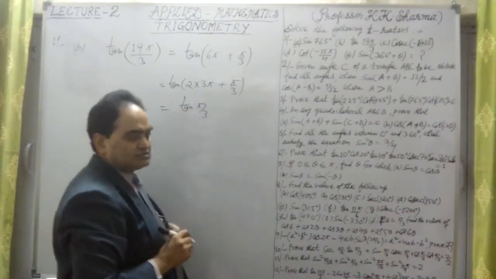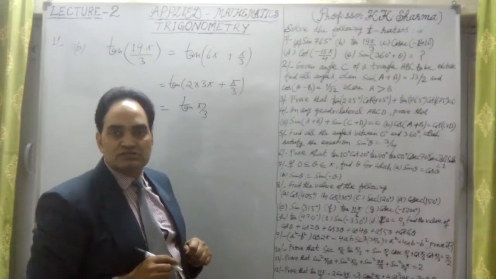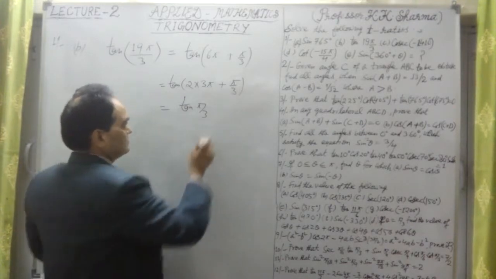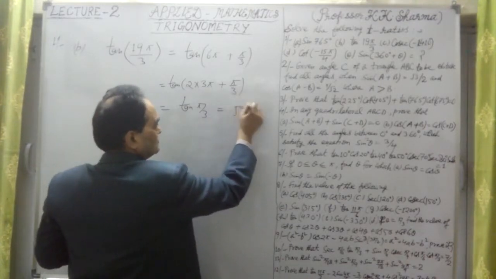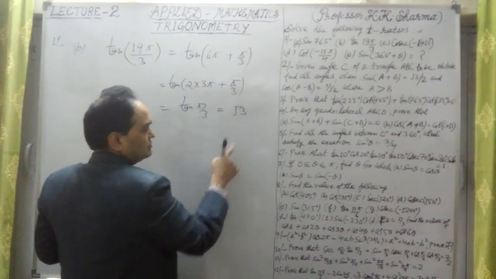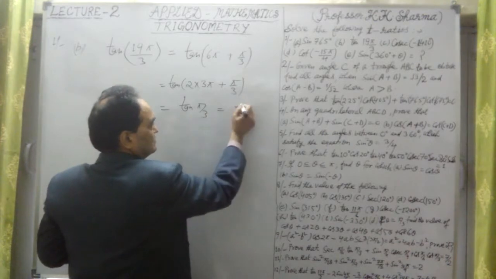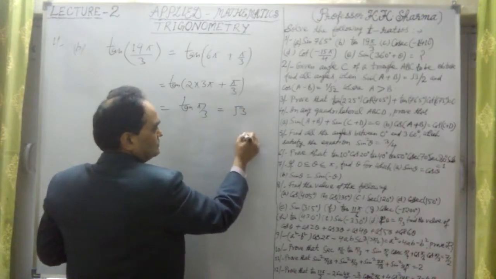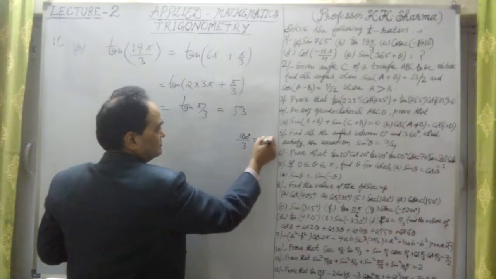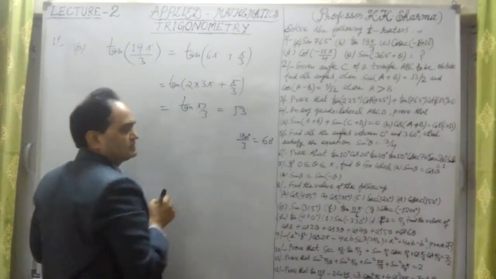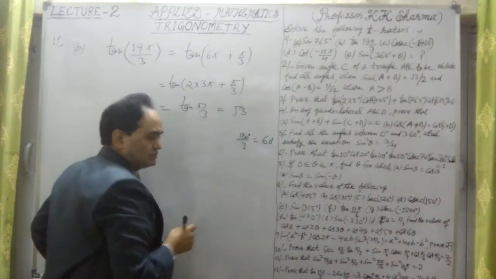Now tan pi by 3 is tan 60 degree, and tan 60 degree is root 3. This is the value, root 3. Now this table I just calculated, so please remember this. Pi means 180 degree, so pi by 3 means 60 degree. Tan 60 degree is root 3. This is the answer.